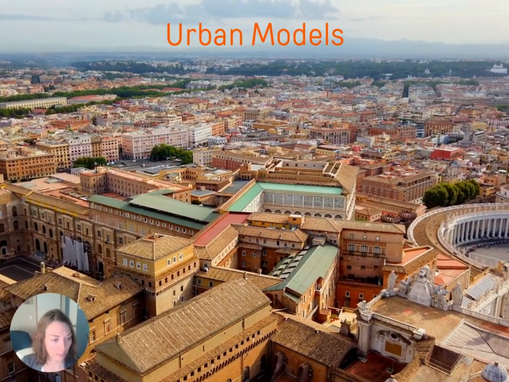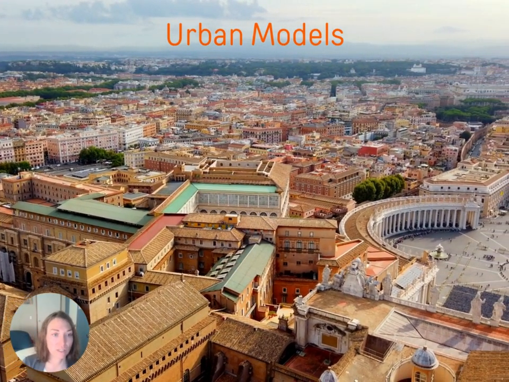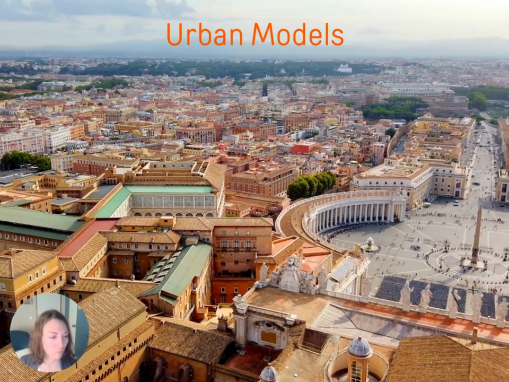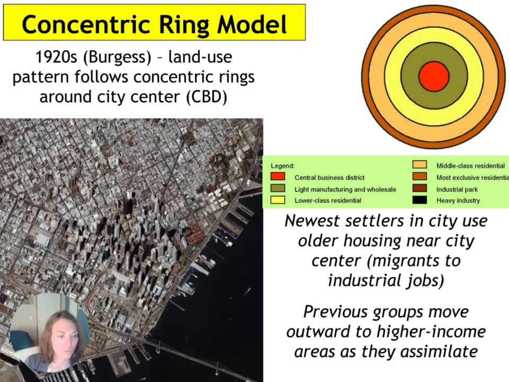Another big point that students sometimes struggle with in this unit is the urban models. What are they and what's the point of them? So the concentric ring model, 1920s, basically says that land use follows concentric rings around the downtown. We're going to have the newest settlers in the city use older housing near the city center. And then previous groups may move outward towards higher income areas as they assimilate. So we're going to have more of the middle class and higher class residential further out. The lower class residential is going to be further in.